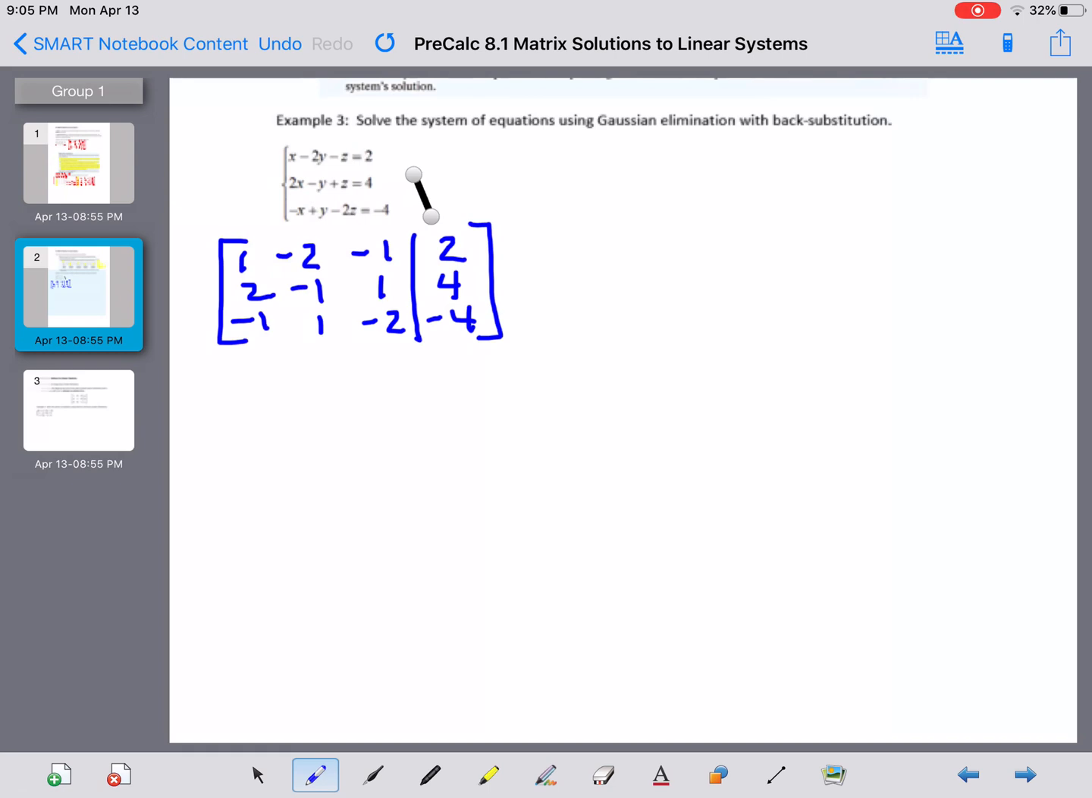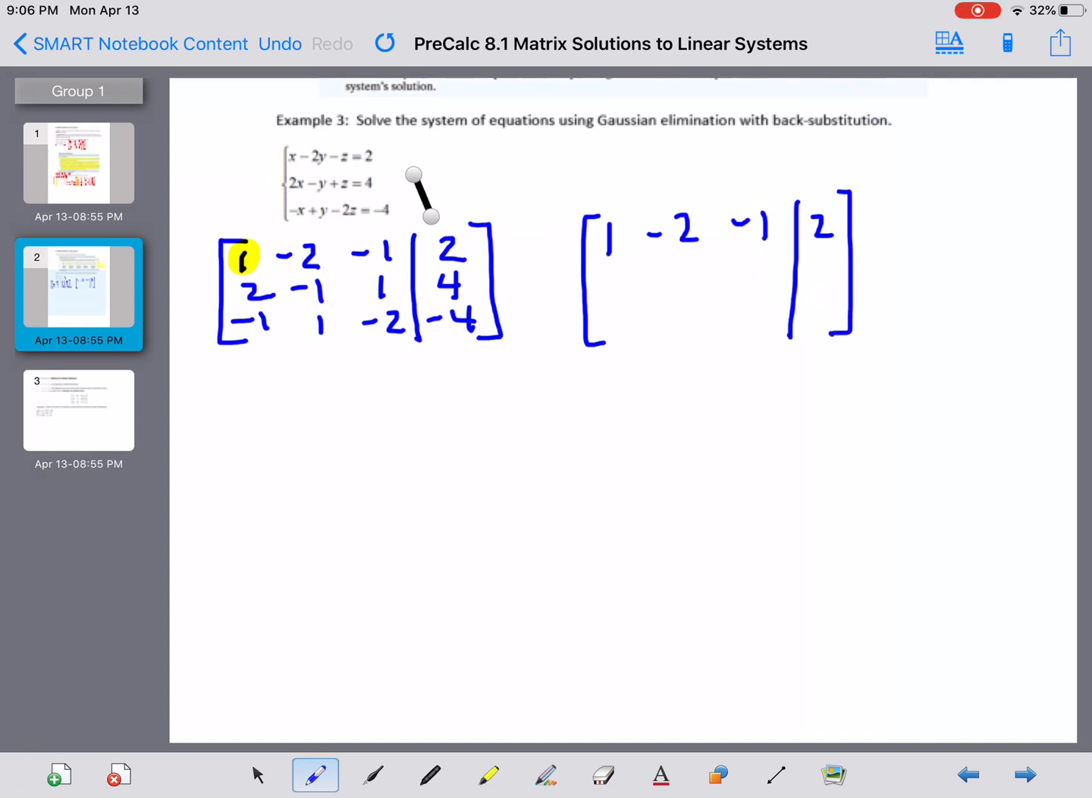Okay, so remember our goal is to get a 1 in the top left followed by zeros. I have my 1, but I need zeros underneath it. So I need to do some row operations to get where I'm going. Because my first row is good, I'm going to leave it just as is: 1, -2, -1, and 2. But in the second row, I would like to have a 0 there.